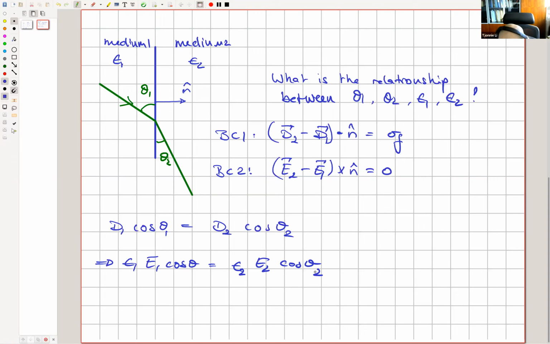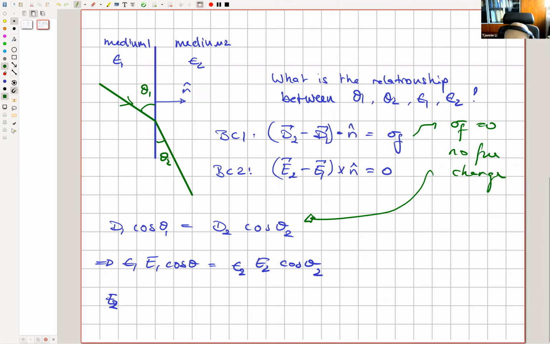Okay. Now, similarly, if I look at the second boundary condition, what I get is E1, 2, doesn't matter. Oh, sorry, I forgot to mention here, in this case sigma F equals 0. There's no free charge. Therefore, E2 sine theta 2 equals E1 sine theta 1. So this is boundary condition 1. This is boundary condition 2.